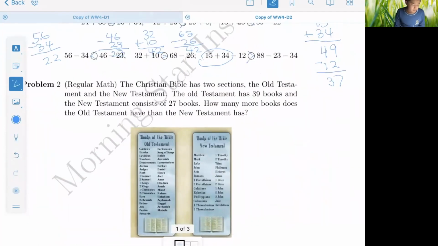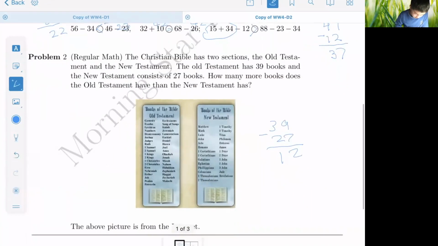For problem number 2, we compare the Old Testament and the New Testament. The Old Testament has 39 books, and the New Testament consists of 27 books. How many more books does the Old Testament have than the New Testament? So now we have to subtract 27 from 39 to get the difference. 9 minus 7 equals 2. 3 minus 2 equals 1. So the answer is 12.